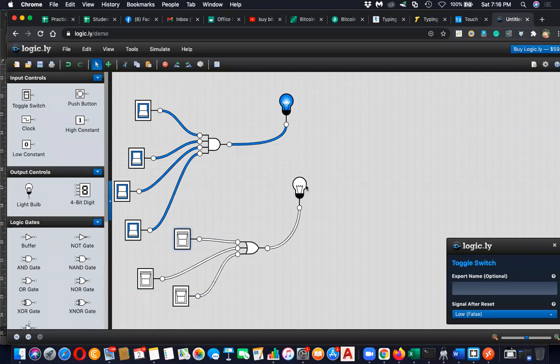That is OR gate. OR gate will output 0 if and only if all inputs are 0.